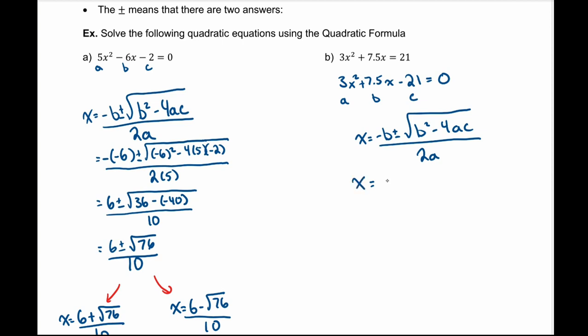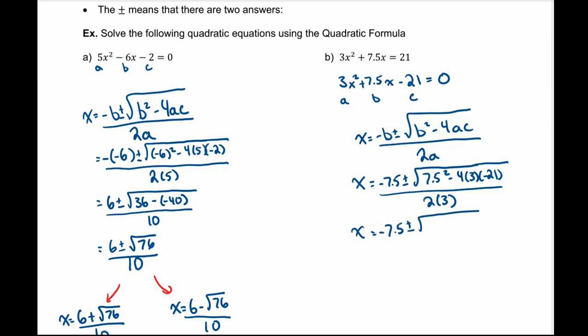I start plugging in my values, so x equals negative 7.5 plus or minus the square root of 7.5 squared minus 4 times 3 times negative 21, all divided by 2 times 3. X equals negative 7.5 plus or minus the square root of 7.5 squared, which is 56.25, minus 4 times 3 times negative 21. So minus negative 252, all divided by 6.